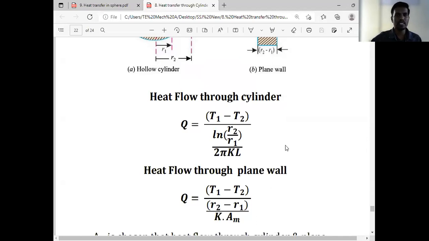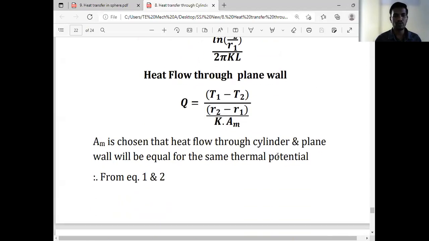आपल्याकडे दोन इक्वेशन आहेत. By using these two equations, how to calculate the value of logarithmic mean area? काय येणार आहे? Left hand side is same, so we have to equate these two equations. Okay, so AM चे meaning दिलेलं आहे. AM is chosen so that the heat flow through cylinder and plane wall will be equal for the same thermal potential.